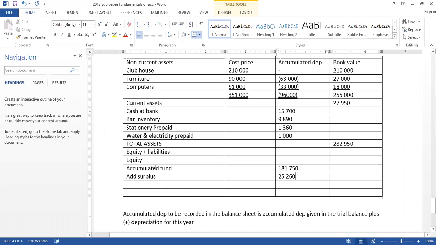And then from there, we do not have drawings, obviously. It's a non-profit making organization. We do not have drawings. So in this case, accumulated fund, add surplus, and then we get our total equity amount. So 181,750 plus 25,260, and then you get 207,010.